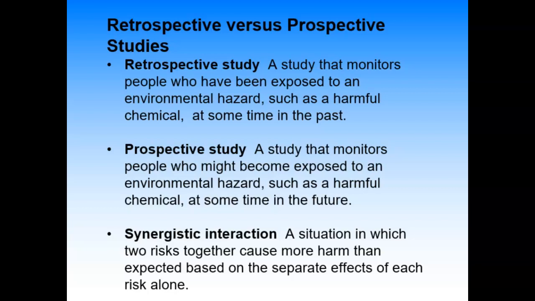A retrospective study is going to look almost in the past and see how people or organisms have been progressing or developing since they've been exposed to an environmental hazard in the past. A prospective study is going to be one that looks at people that might become exposed to an environmental hazard sometime in the future.